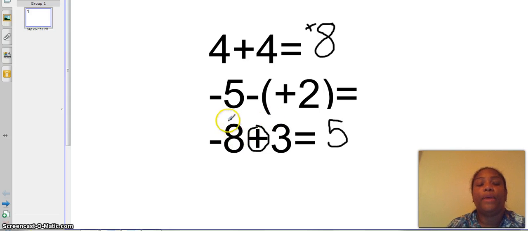Okay, so the bigger number is 8. This is my guy right here. He's my little husband. So I have to take his sign, which gives me negative 5.